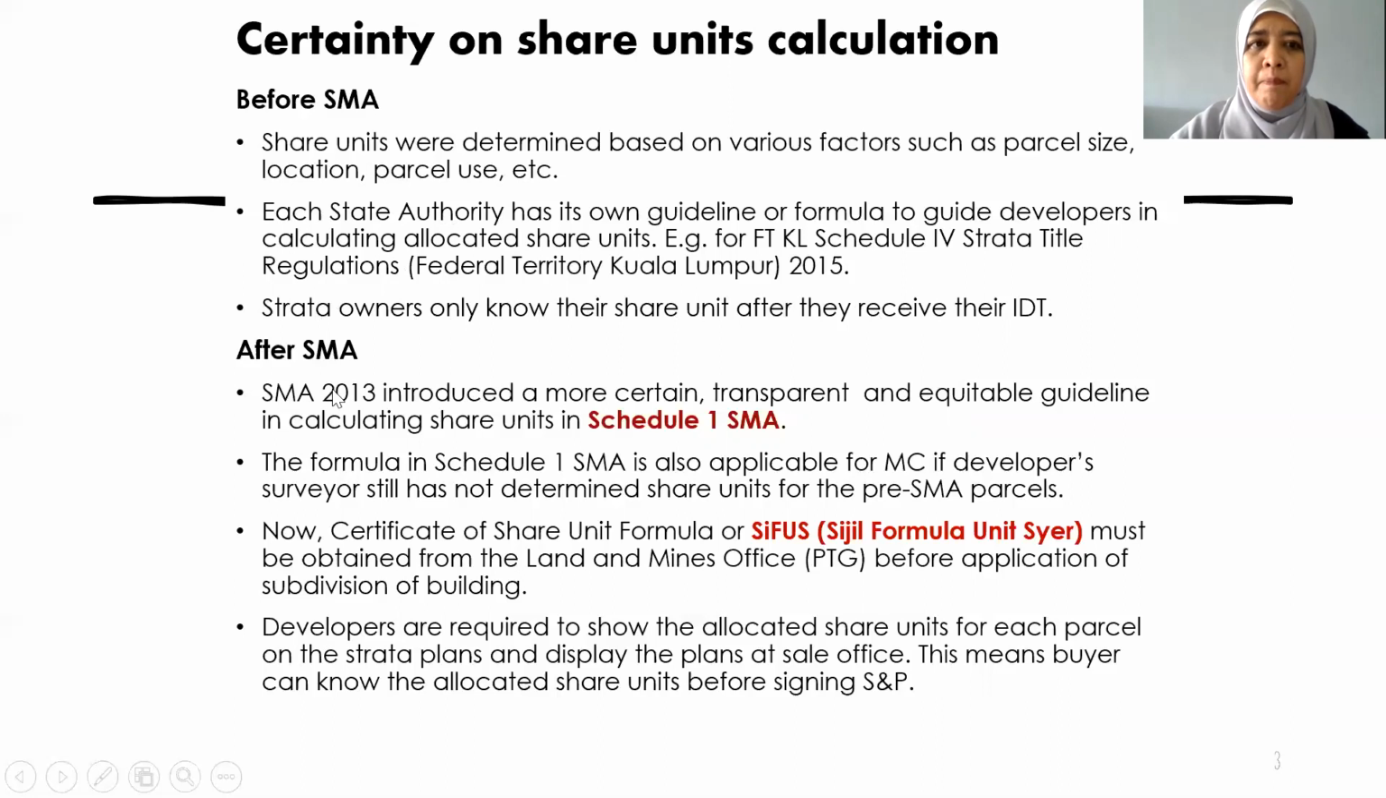Now, after SMA, a more certain, transparent, equitable guideline was introduced in calculating share units. So the formula for calculating share units under the First Schedule is also applicable for any MCs if the developer's surveyor still has not determined the share units for the pre-SMA parcel. So for the older developments without share units, the formula given under SMA can now be used.